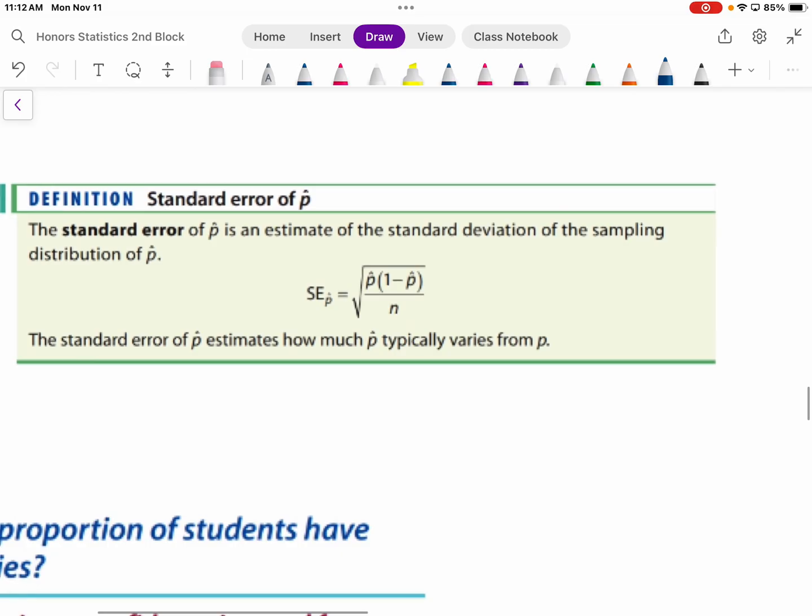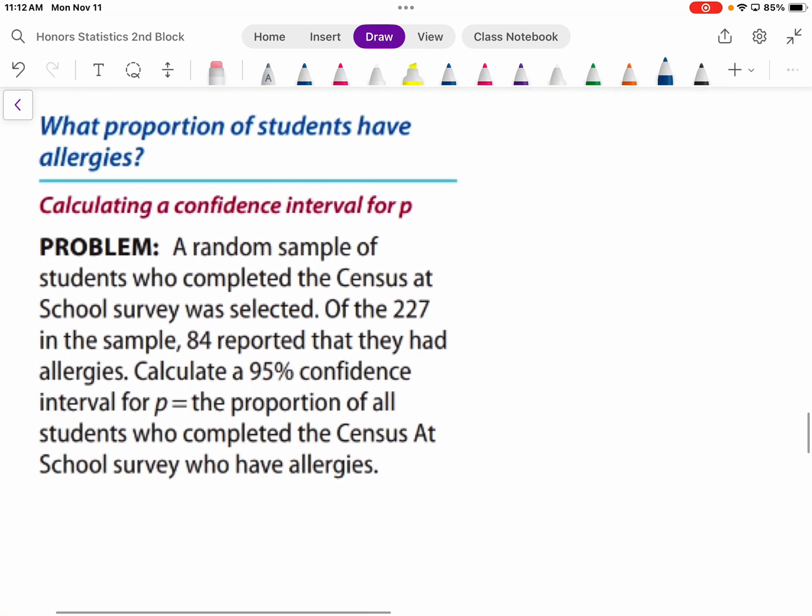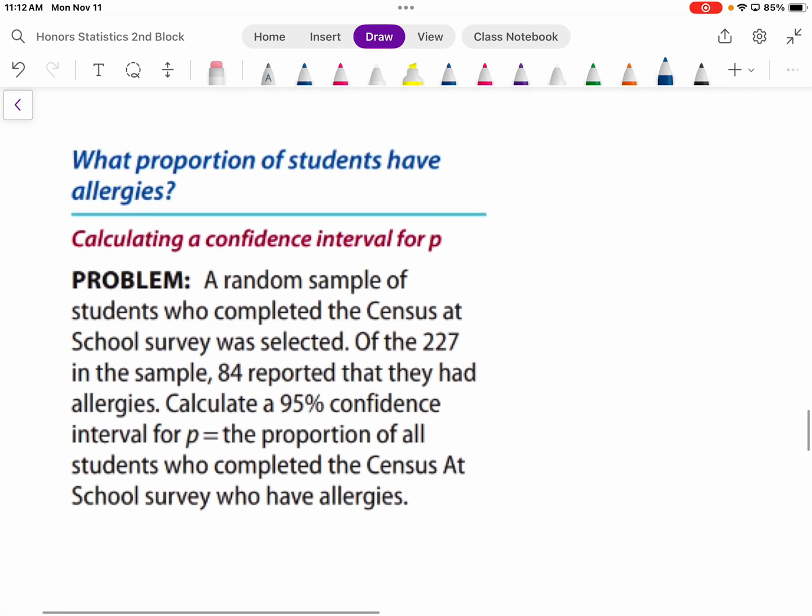So here's a more formal definition for standard error, in case you see the SE of p hat, where they want to know what's the standard error. And then we finally get down in here and actually do a couple of confidence intervals by hand.